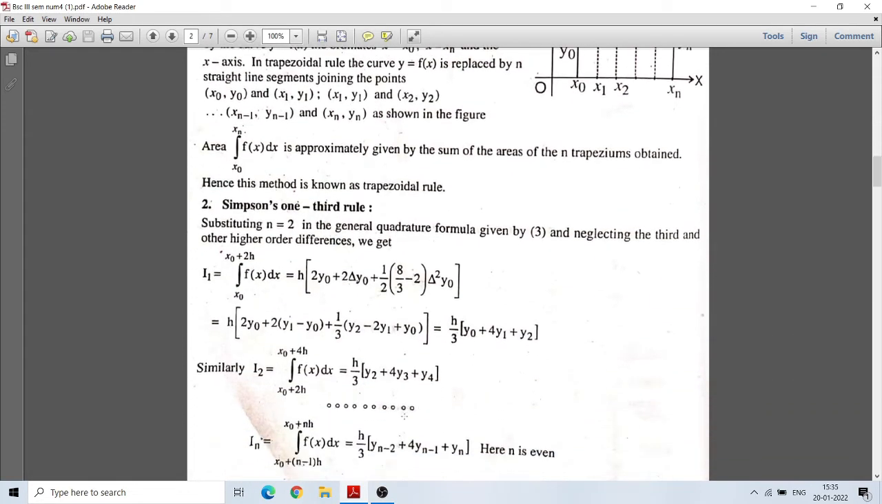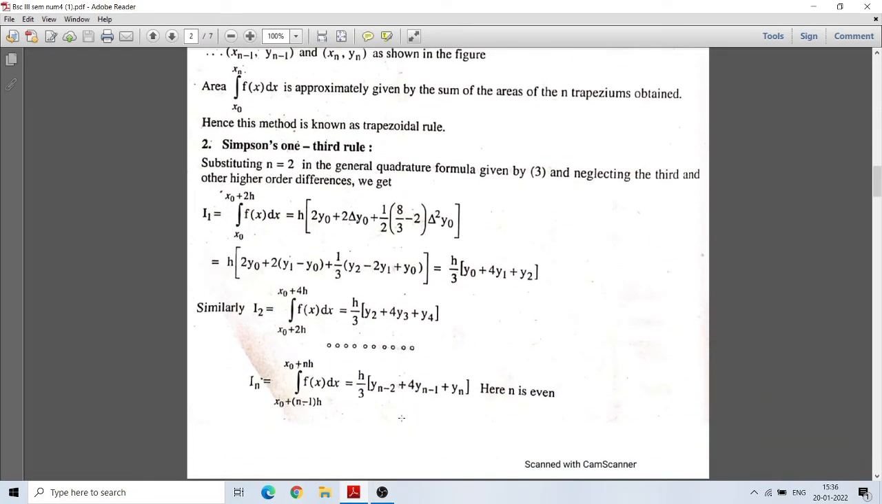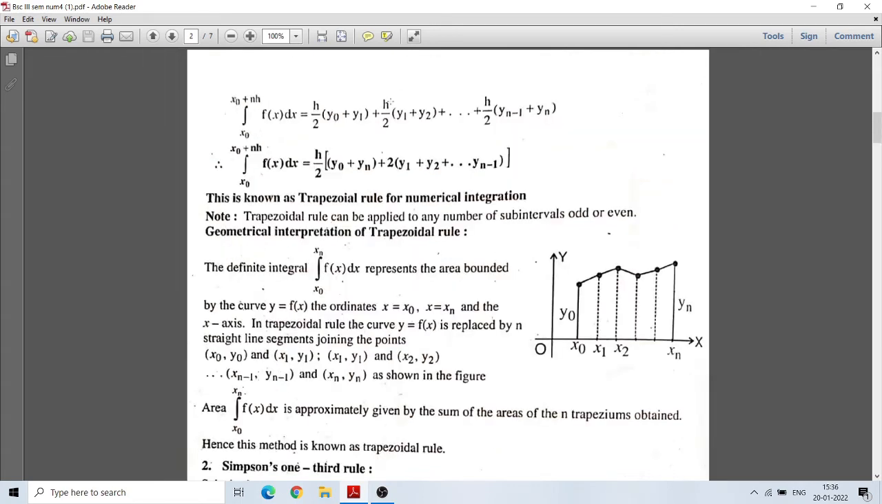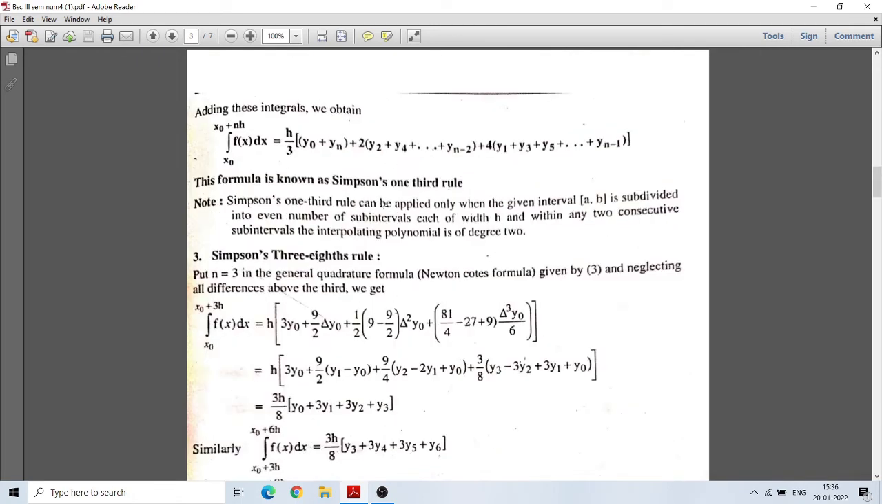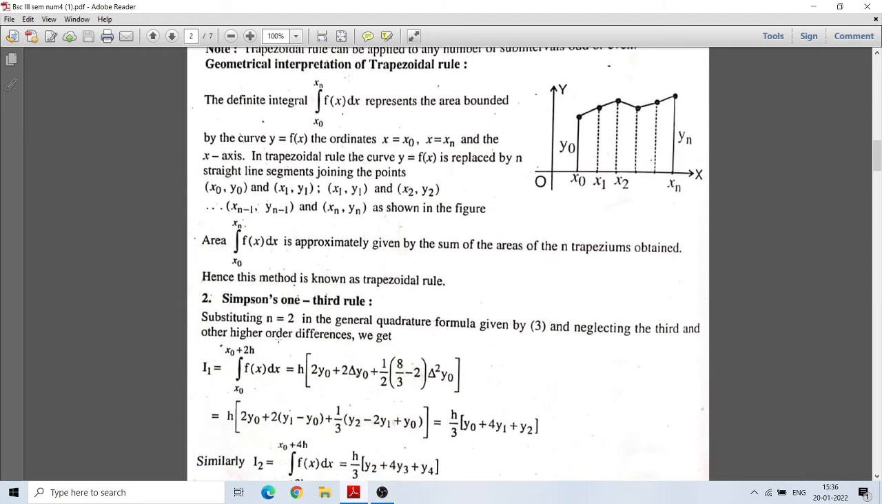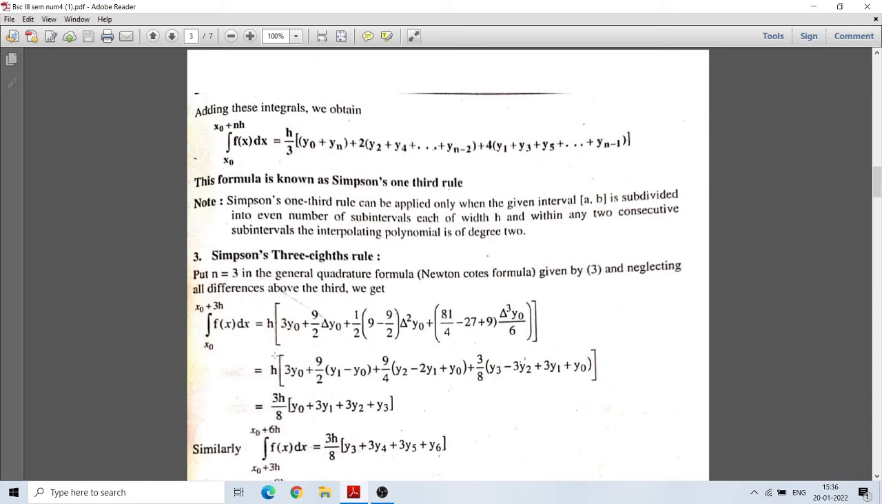Next, moving on to one more important rule, that is Simpson's 1/3 rule. Substituting n equals 2 in the general quadrature formula, this is equation 3, in the quadrature formula we get Simpson's 1/3 rule.